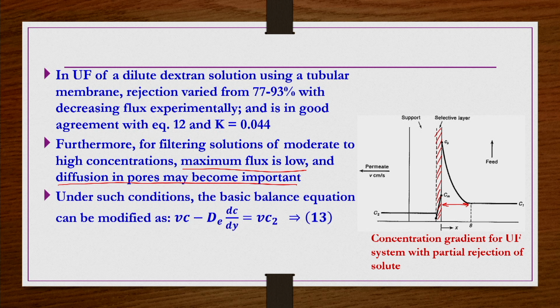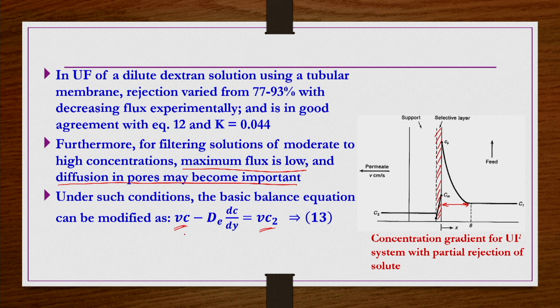So, again we have to see the basic balance equation. Now, what happens here, the diffusion is inside the pore. At the membrane surface, whatever the flux is there, that flux is only because of the convection, if you take. That convection is Vc, and on the other side the flux is Vc2, and that should be added with the flux due to the diffusion inside the pore. So, that is dE dC by dy. So, dE dC by dy should be added here.